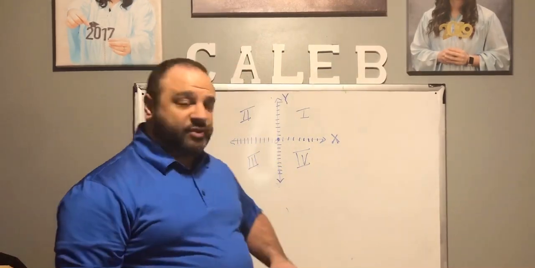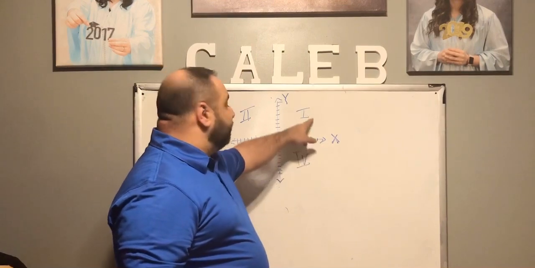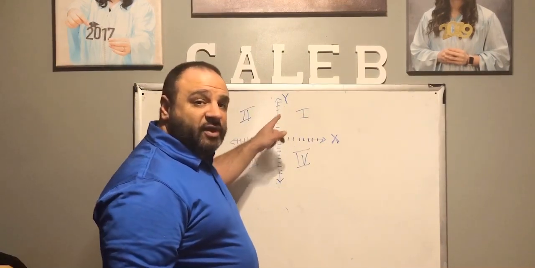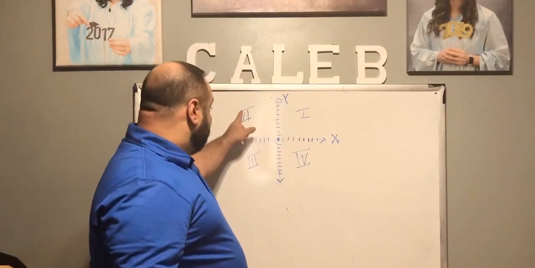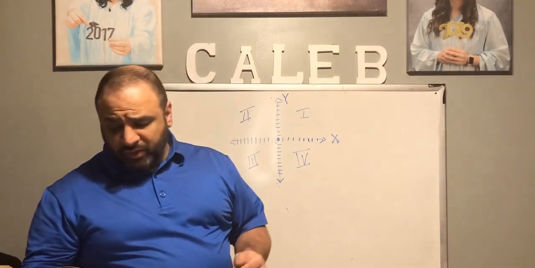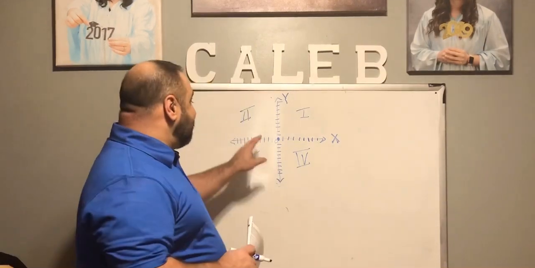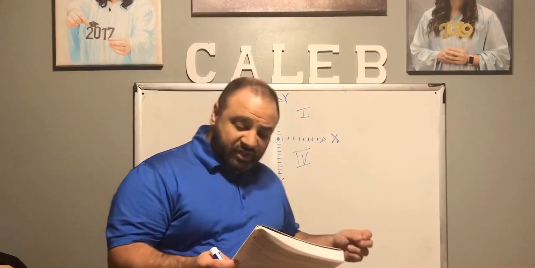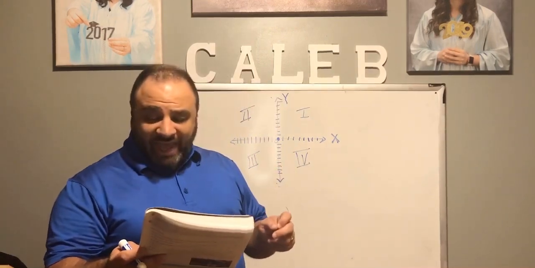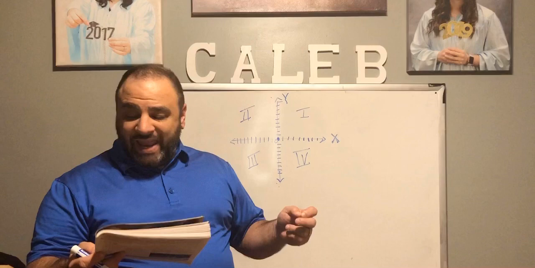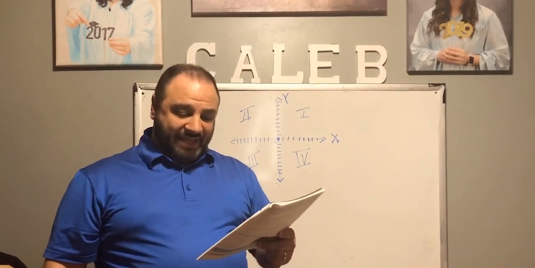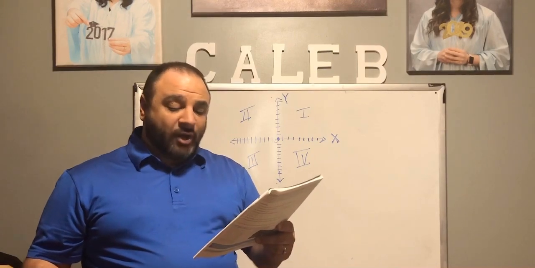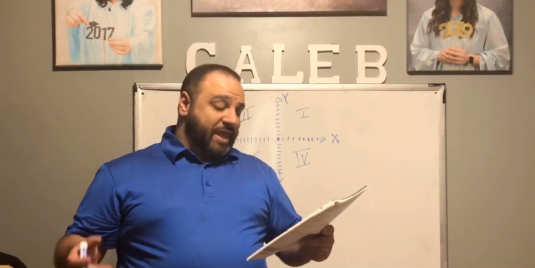Now, these quadrants are very important to understand. We're going counterclockwise. If a clock normally goes this way, we're going the other way, counterclockwise. Let's look at this. All positive values of x are to the right of the y-axis. All negative values of x are to the left of the y-axis. All positive values of y are located above the x-axis, and all negative values of y are below the x-axis.